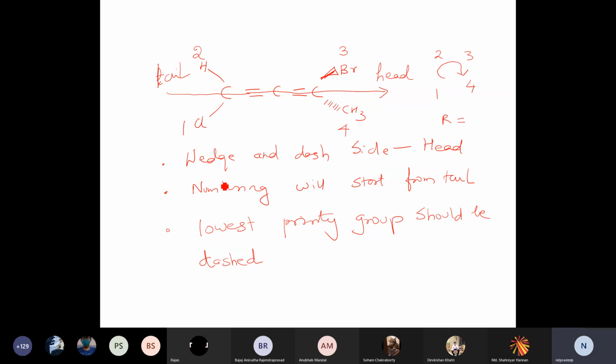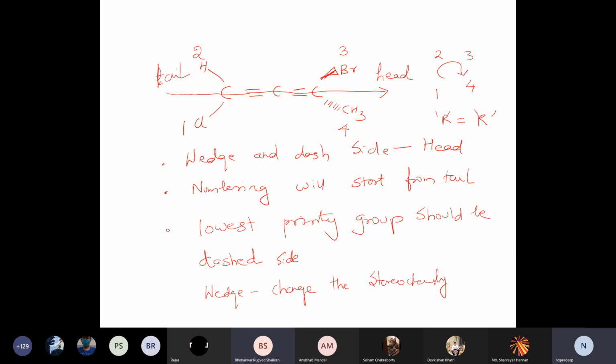You have to start from the tail. That's why I said the first rule is that the wedge and dash sides should be the head. Numbering will start from the tail only. And the lowest priority group should be on the dash side. If it is on the dash, you maintain the stereochemistry the same. If it is on the wedge, please change the stereochemistry. If the lowest is on the wedge, change the stereochemistry. Any doubt?